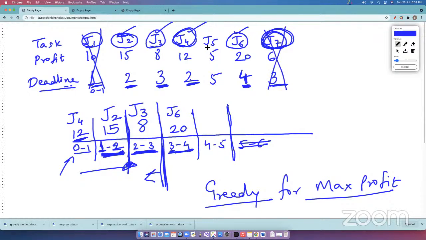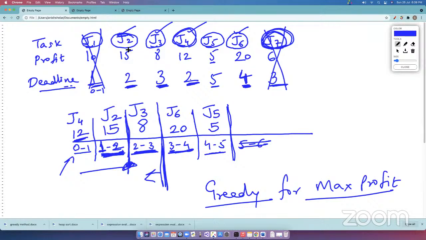Now the only job remaining is J5. Its profit was least. But look at the deadline, 5. And you can very well perform it between 4 to 5. Isn't it? You can perform it between 4 to 5. And J5 is performed over here with a profit of 5.